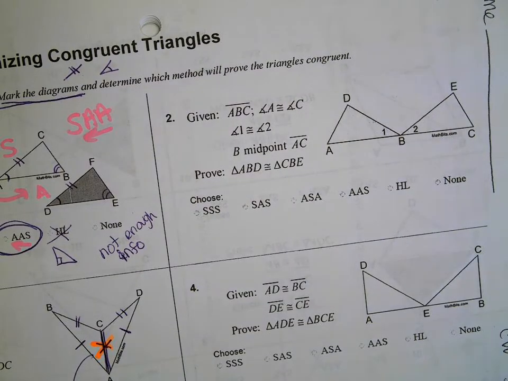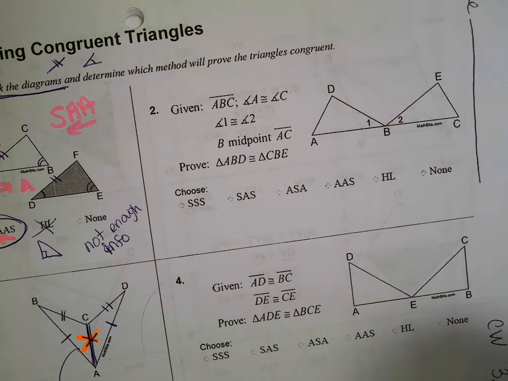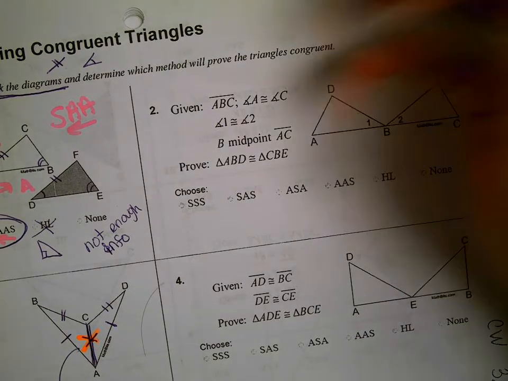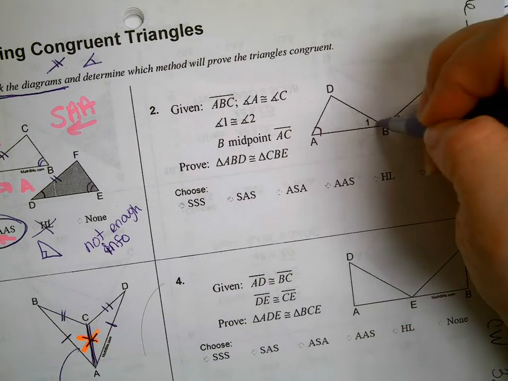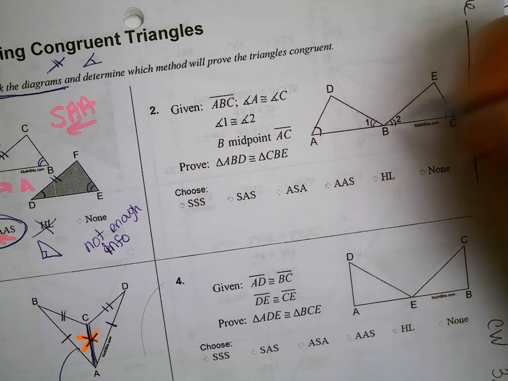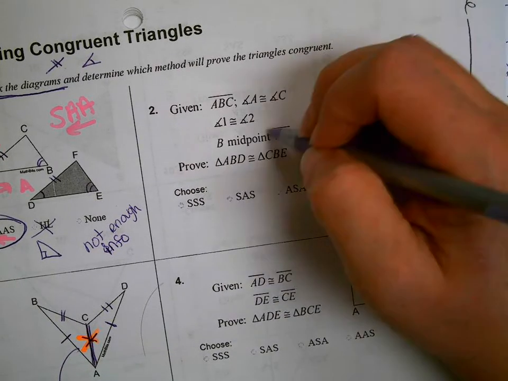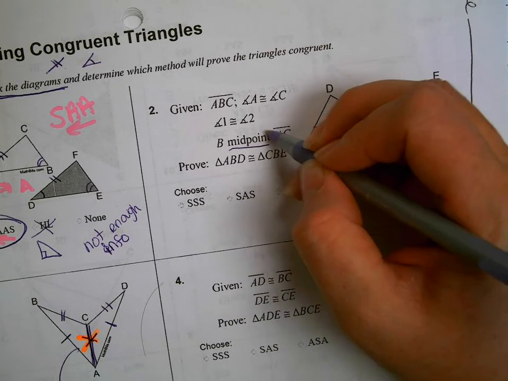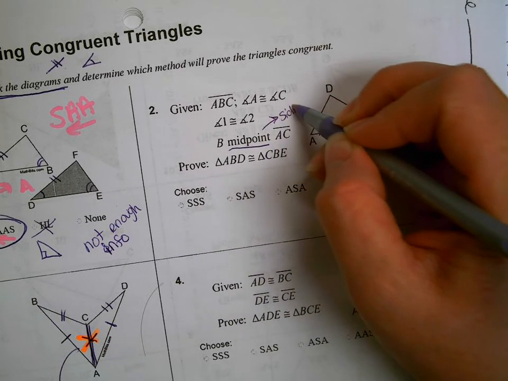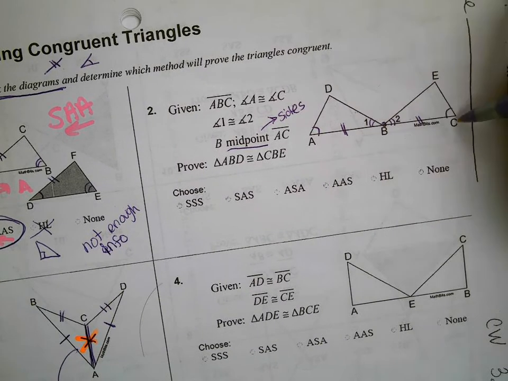If you want to pause the video and try these on your own and then restart, you can. I'm going to mark up the picture with the given information. Angle A is congruent to angle C. Angle 1 is congruent to angle 2. And B is the midpoint of AC. So if that's in the middle, this gives me AB and BC as sides. A midpoint always gives you a set of sides because it's a segment. So AB and BC are congruent.